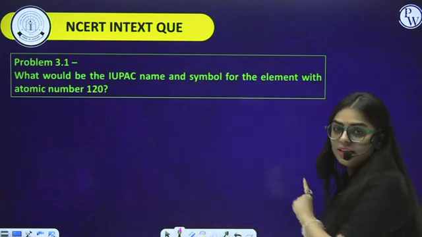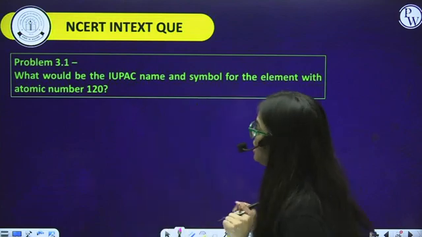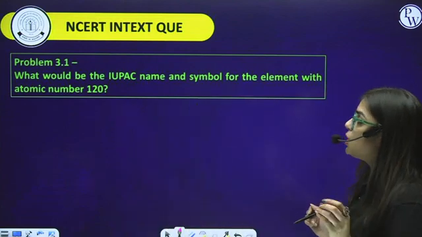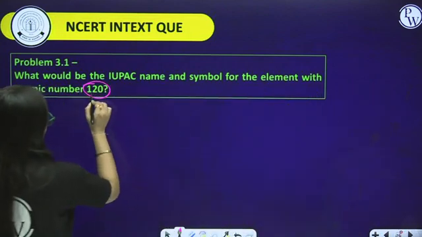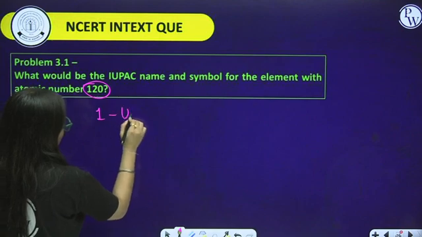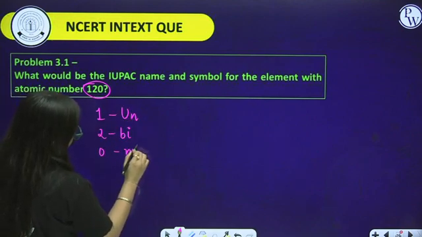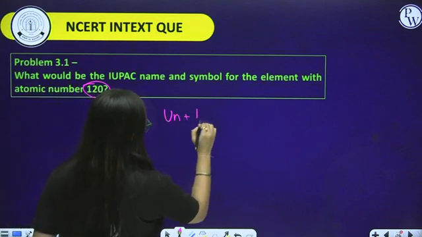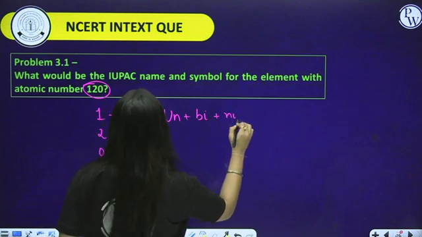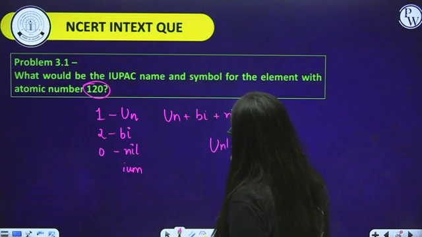Let us see the NCERT in-text question, that means the questions that are provided after topic to topic if you read NCERT. So problem 3.1 is that one. What would be the IUPAC name and symbol for the element with atomic number 120? So for 1 you use un, for 2 you use bi, and for 0 you use nil, and at the end you have to use ium. So how are you going to do it? It is un plus bi plus nil plus ium. So it is going to be unbinilium.